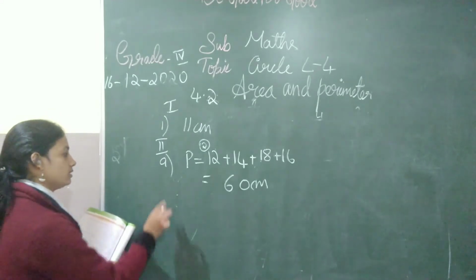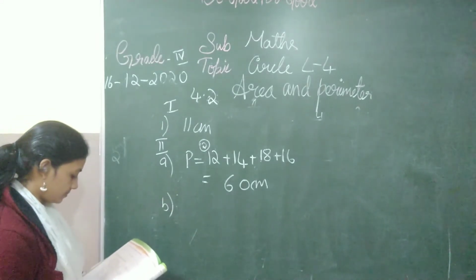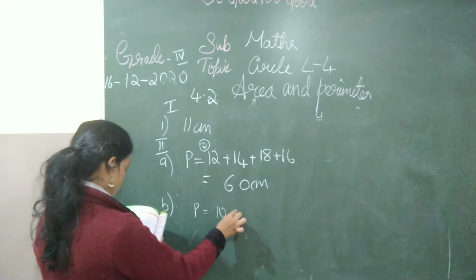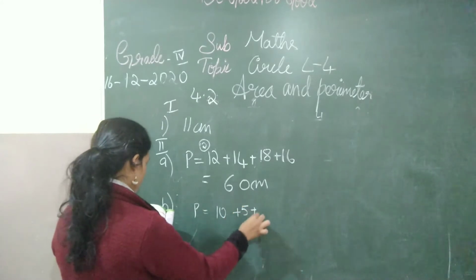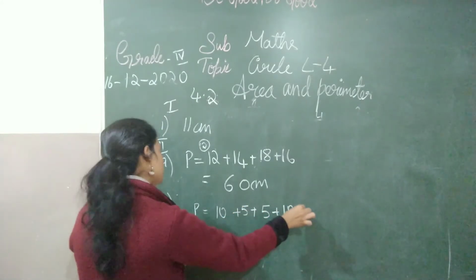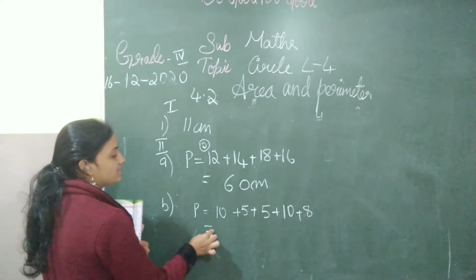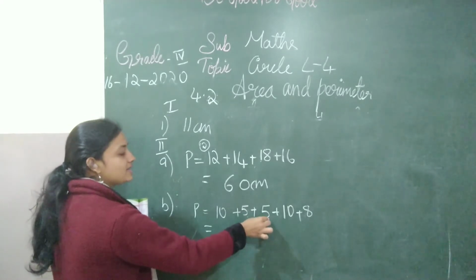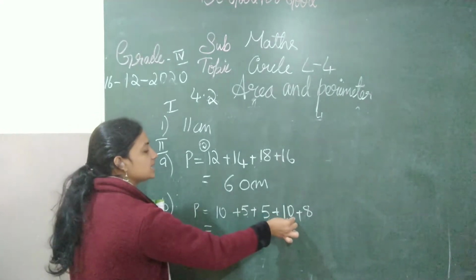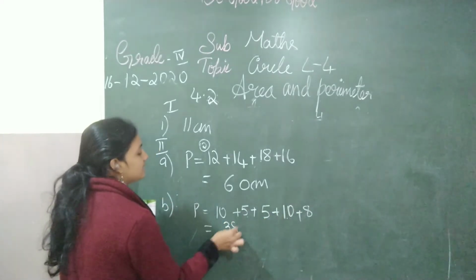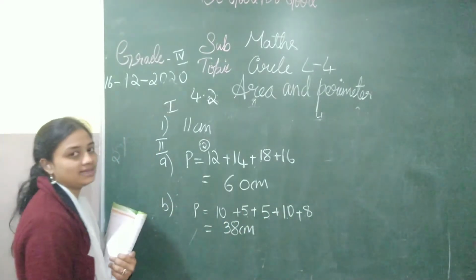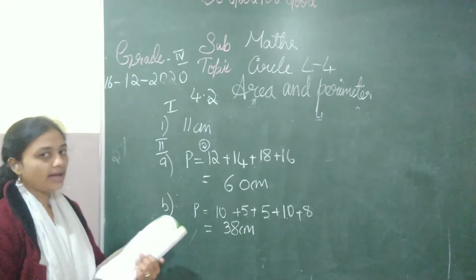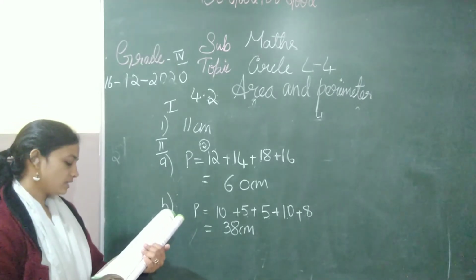This is A. Now check out B here. It is 10 centimeters plus 5 plus 5 plus 10 plus 8. Now add them all. 10 plus 5, 15. 15 plus 5, 20. 20 plus 10, 30. 30 plus 8, 38. So the perimeter of the shape is 38 centimeters. Now you can calculate for C, D and E and tell me the answers in the interactive session. Now let's go for the third sum.